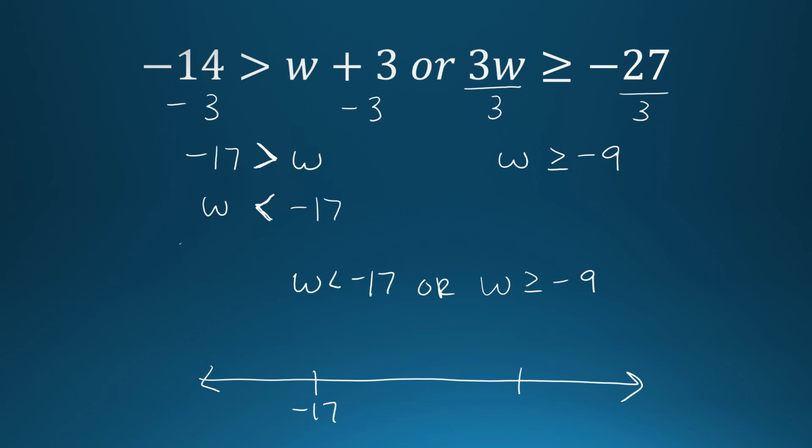So I'm going to plot my negative 17 and negative 9. Open dot at negative 17 and shade to the left for w is less than negative 17. And for w is greater than or equal to negative 9, closed dot at negative 9 and shade to the right. So notice with those OR inequalities, you're always shading outward instead of in between.